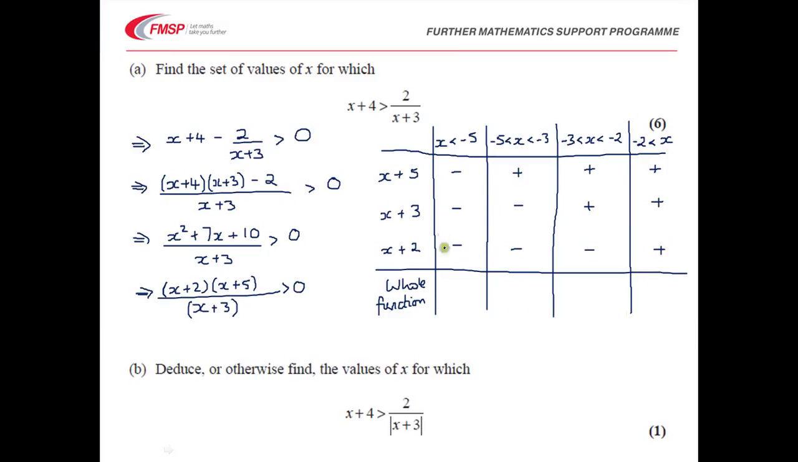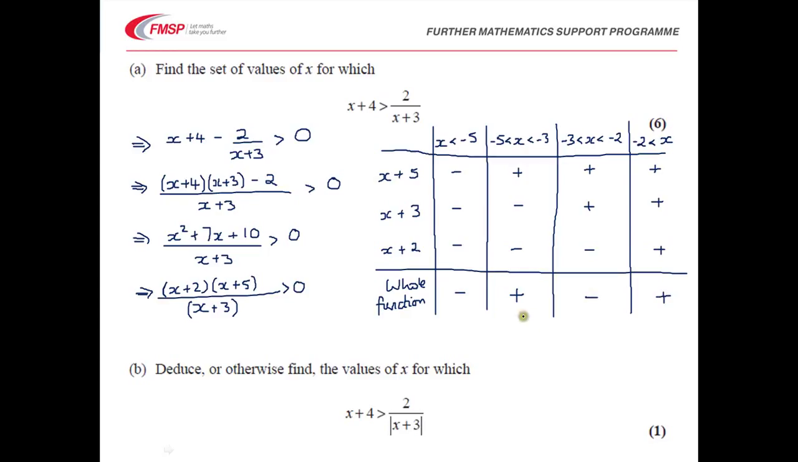Looking at the function as a whole, if I've got 3 negative numbers multiplied and divided, then that's an odd number of negative numbers, and the whole will be negative. The second column, I've got 2 negatives, so that will give me a positive answer. The third column, I've got 1 negative, so it will be negative, and the final column is all positive.